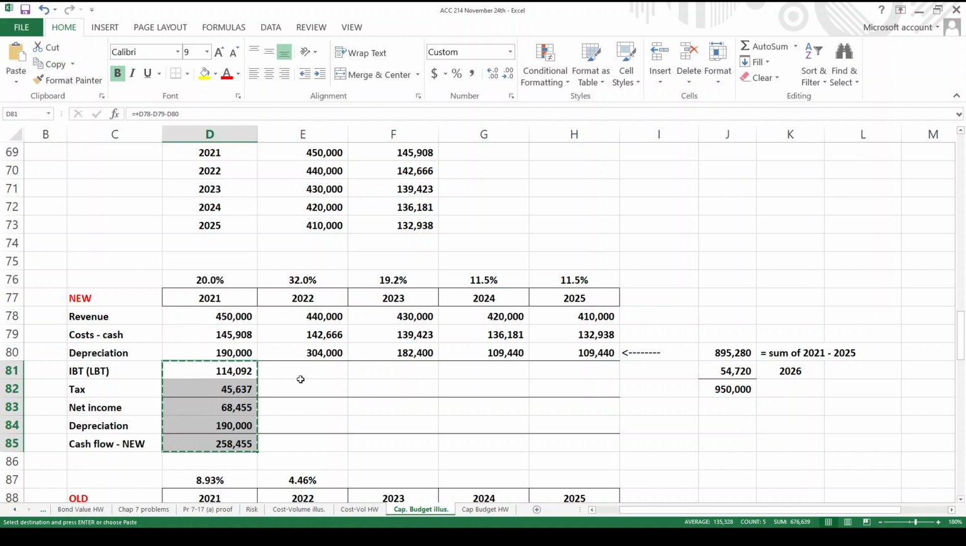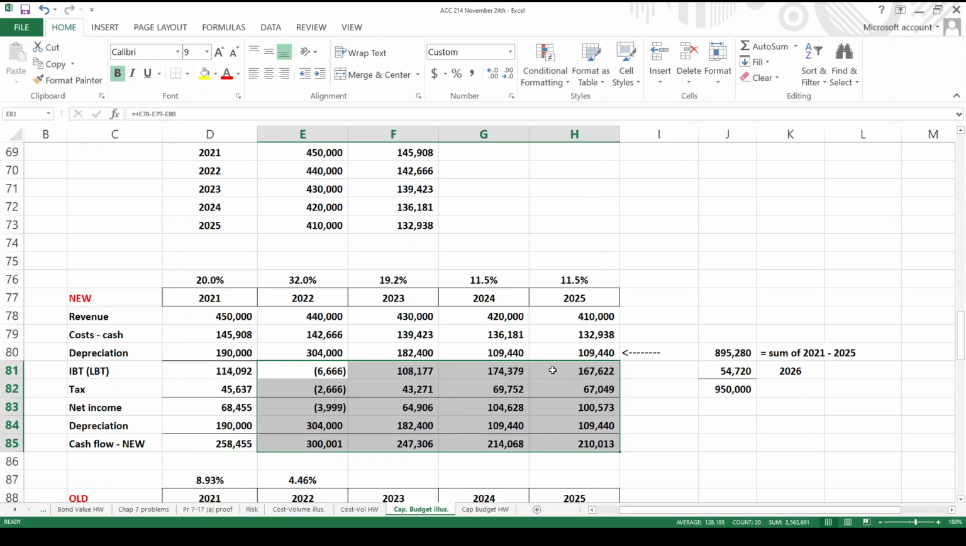That's one way of doing it. This is my way. And then there's a whole bunch of wrong ways. Just kidding. There's a bunch of ways you can do it. All right. There it is. There's my cash flows from the new, starting in 2021 and going out to 2025. Okay. That's the good news.